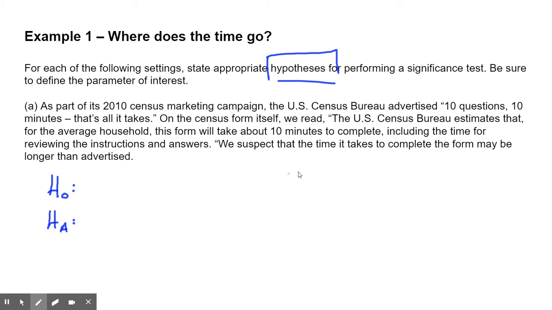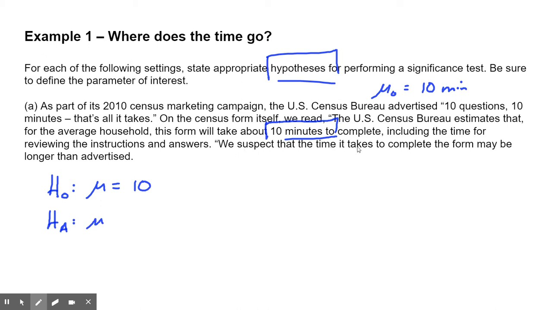Okay. Well, if I look here, I don't see any percentages. I don't see any decimal numbers like that. So I think this is going to be a mean question, so we're going to use mu. Now, for the null hypothesis, mu equals some value. I think the idea is this 10 minutes is the null value. 10 minutes is your null average. So that is the value we're going to put right here. They're saying that they think that it takes 10 minutes for the average household.